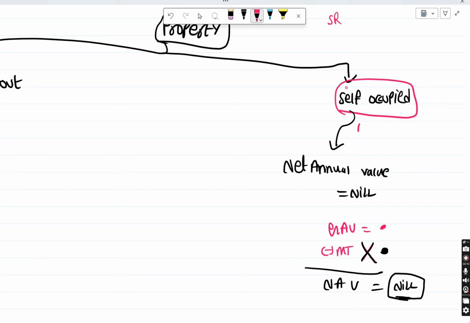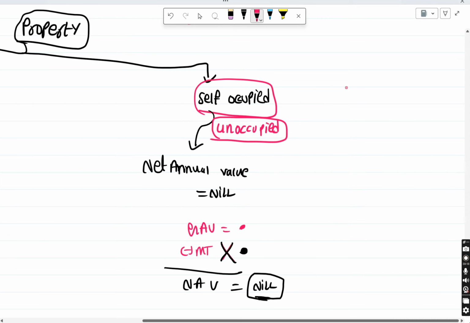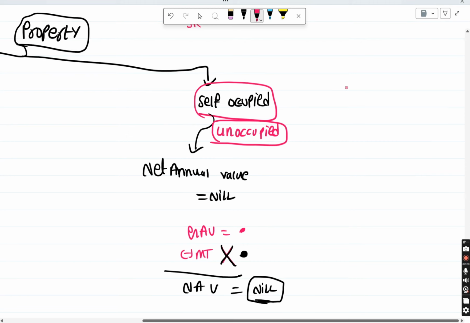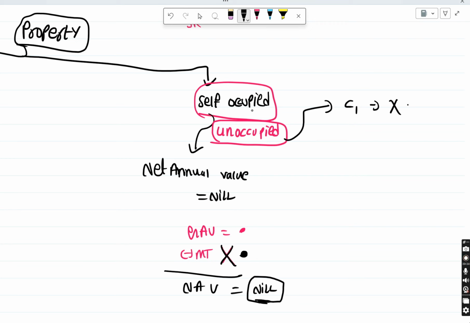There is something for unoccupied property also. Unoccupied property means you need to satisfy some conditions, then only we call it an unoccupied property. First, condition 1, the normal condition: it should not be occupied by the assessee. That means you have a house but you did not stay there, so it is not self-occupied. You did not give rent to somebody else either.